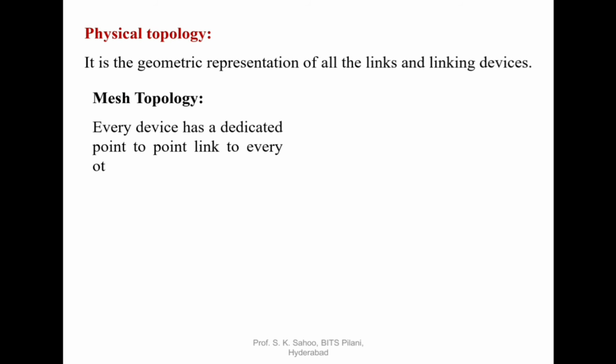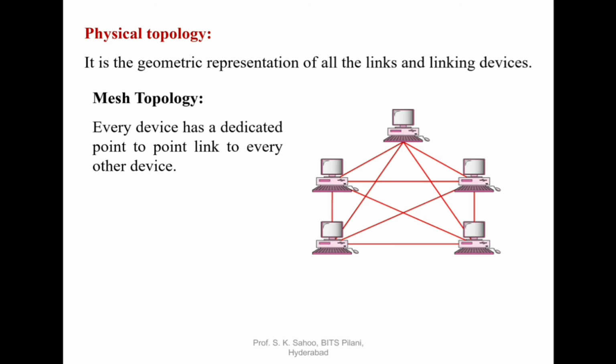First is the mesh topology, in which every device has a dedicated point-to-point link to every other device. Here, if you see, there are 5 devices: A, B, C, D and E. Device A is connected to E, A is connected to B, A is connected to C, and A is also connected to D. Similarly, D is connected to E, A, B and C.